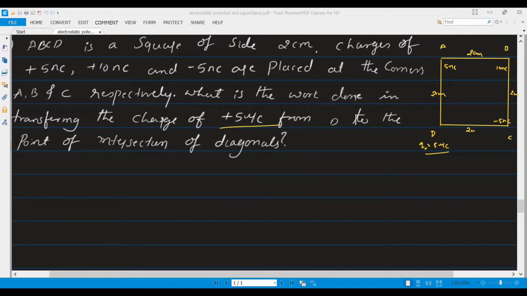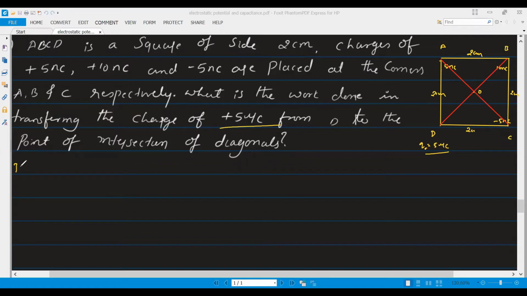So let us go for this. If we draw the diagonals, these are the diagonals, and let us consider this as a point. This is the point of intersection of diagonals. So we must calculate the potential from here to here because of these 3 charges.